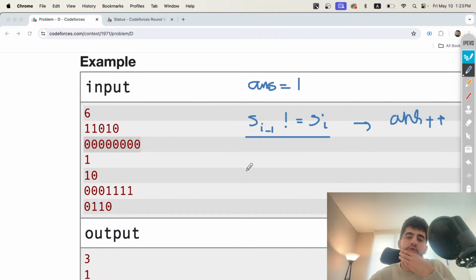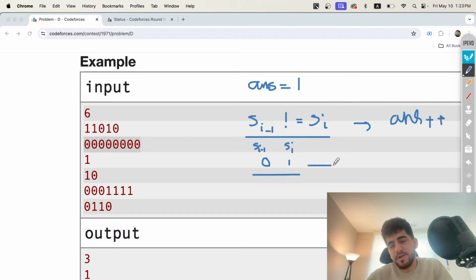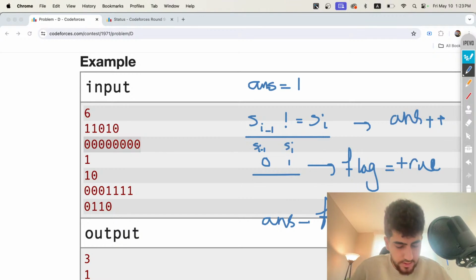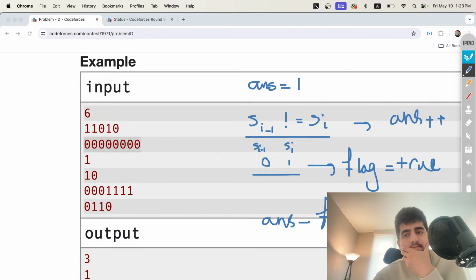And if I saw two consecutive elements such that s of I minus 1 was 0 and s of I was 1, I just have a flag and I set my flag to be true. This flag just remembers if we had such a thing or not. And at the end, I just print ans minus flag. So this way we can solve it easily.